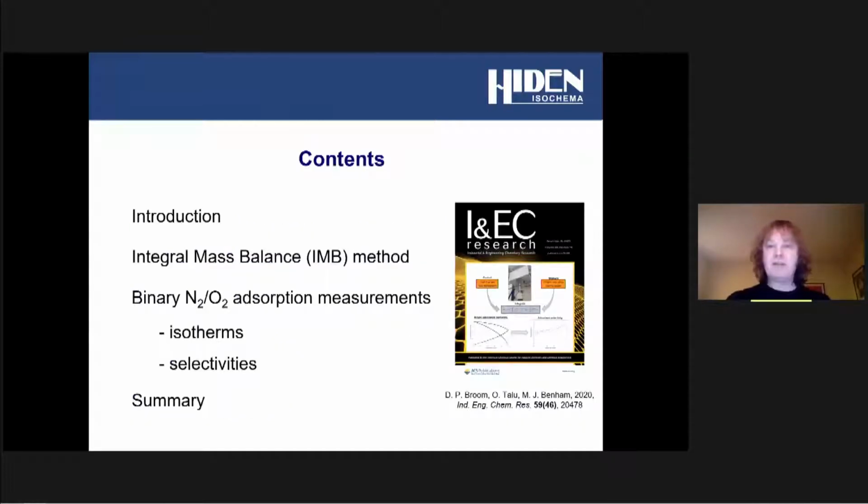So most of the content of this talk is based on the paper published very recently in Industrial and Engineering Chemistry Research. The reference is over on the right-hand side. I'll begin the talk with an introduction. I'll then move on to the method itself, and then I'll show you some binary nitrogen and oxygen adsorption measurements that we've used to validate the method. I'll show you some isotherms and then the calculated selectivities, and then conclude with a summary.